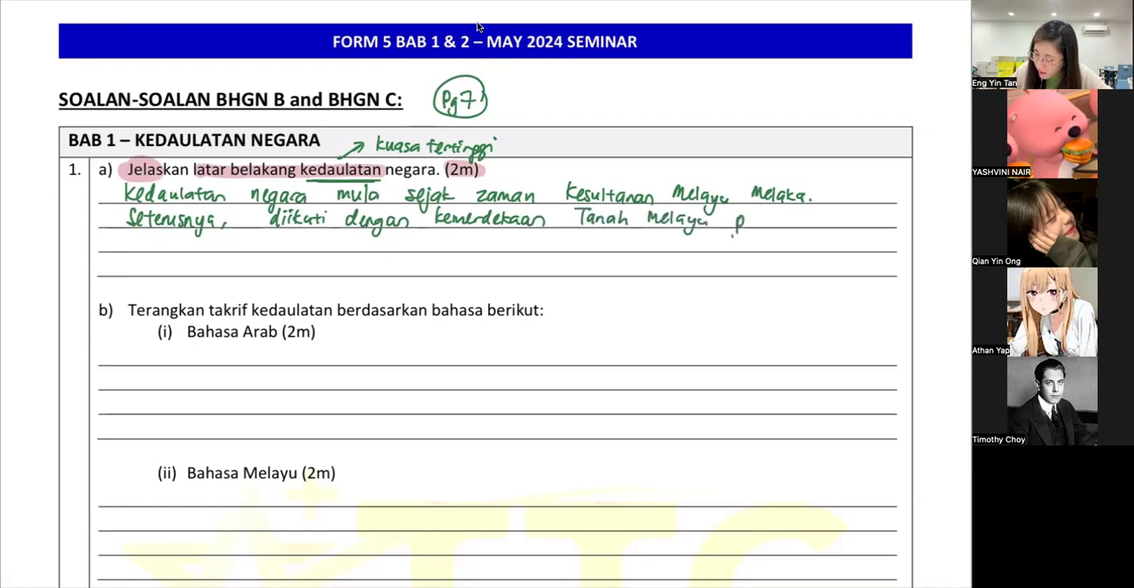Merdeka. In the year of what? Tanah Melayu pada tahun 1957. And then you can see, depending on you, whether you want to write this extra answer down or not. Because normally when I do exercises, I will write down 1 more extra answer. It is my habit. 1963.